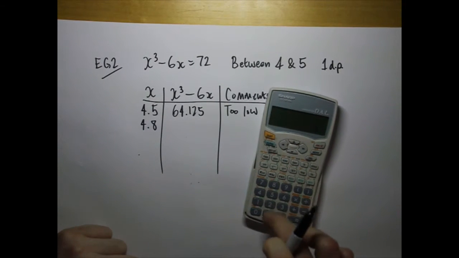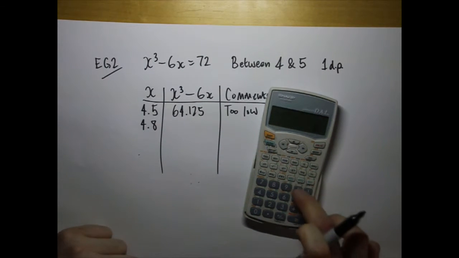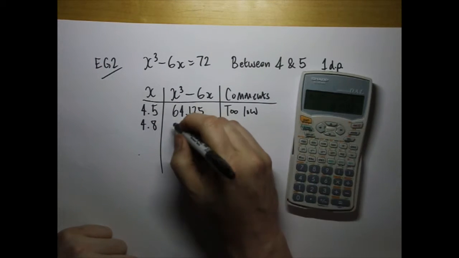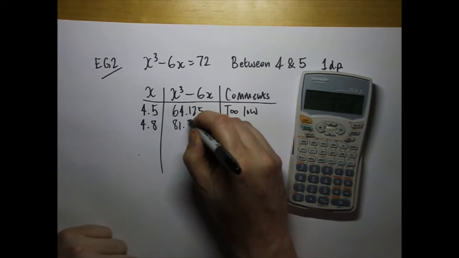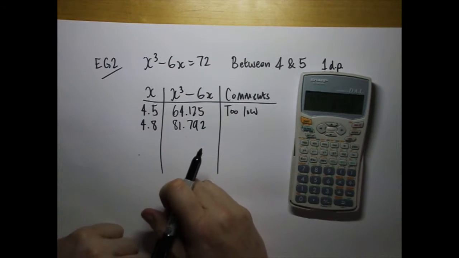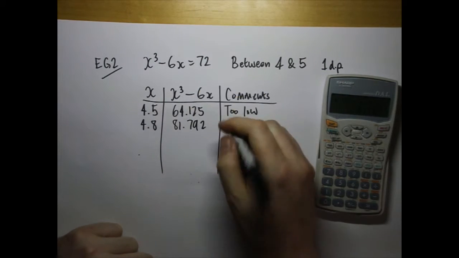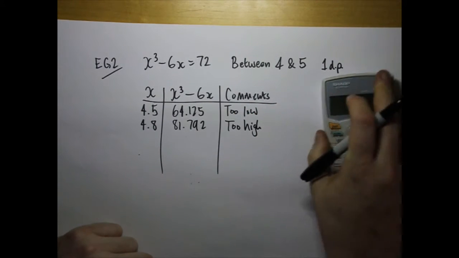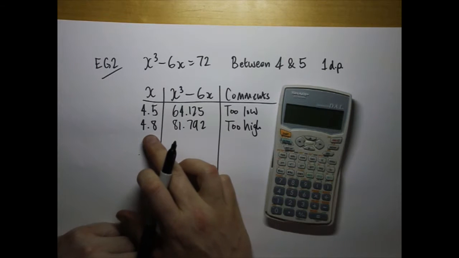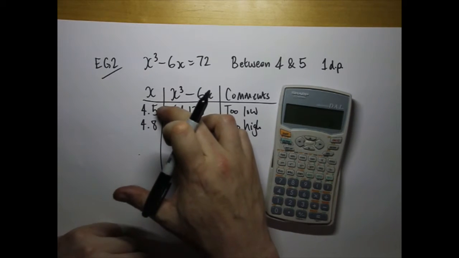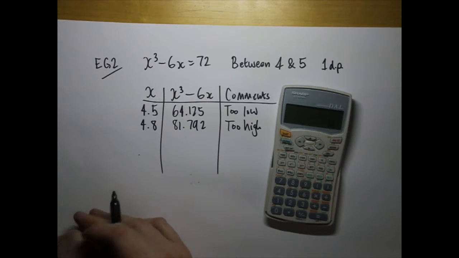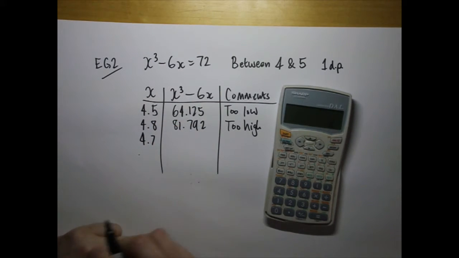Let's try 4.8 cubed minus 6 times 4.8 gives us 81.792. That's clearly too high now, so we'll get there, 4.8. Okay, so it's between 4.5 and 4.8. There's only two more values then we really need to check. First one's 4.7 and the other one will be 4.6.